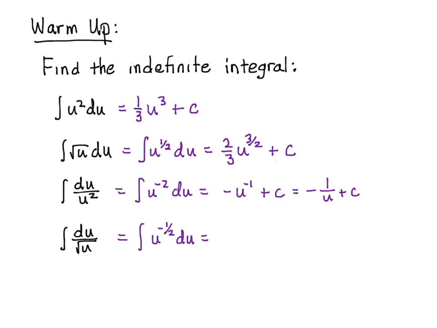Okay, so the last one has the square root of u in the denominator, so we'll just write that as an exponent with a -1/2, and so when we add 1 to it, we get u to the 1/2, take the reciprocal of that, and that becomes 2, the coefficient, and then we add c to it. So those are 4 basic integrals, and we're going to find that we're going to use these a little bit later on in this discussion.